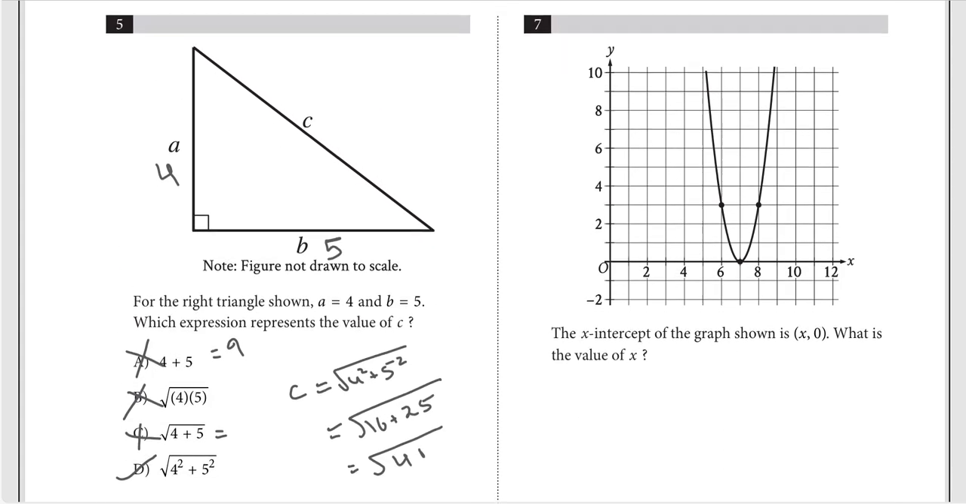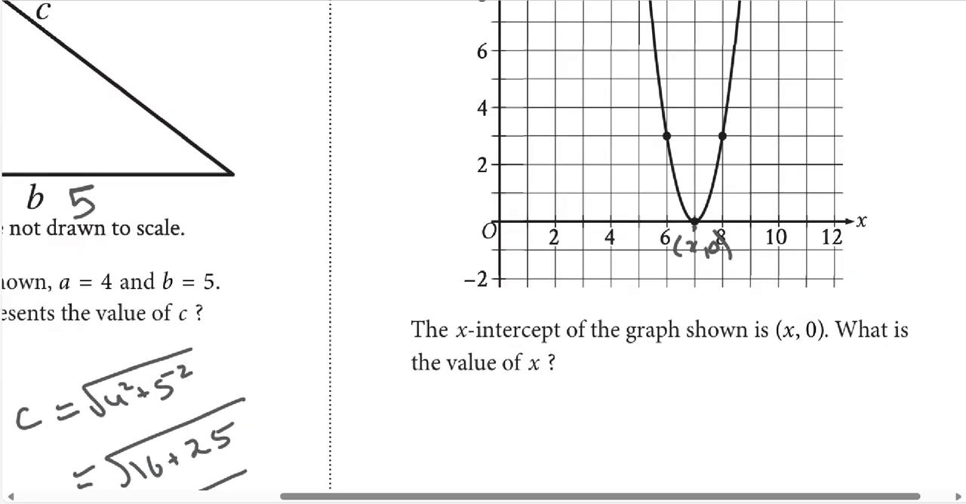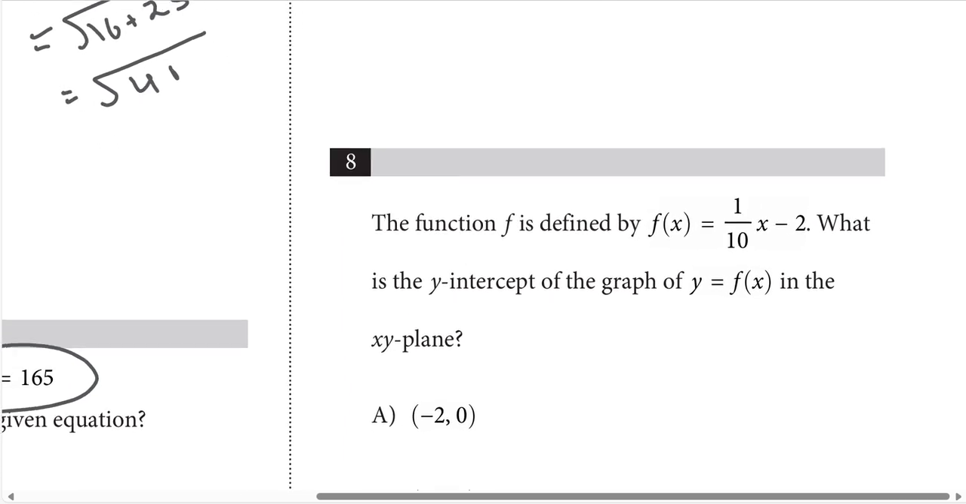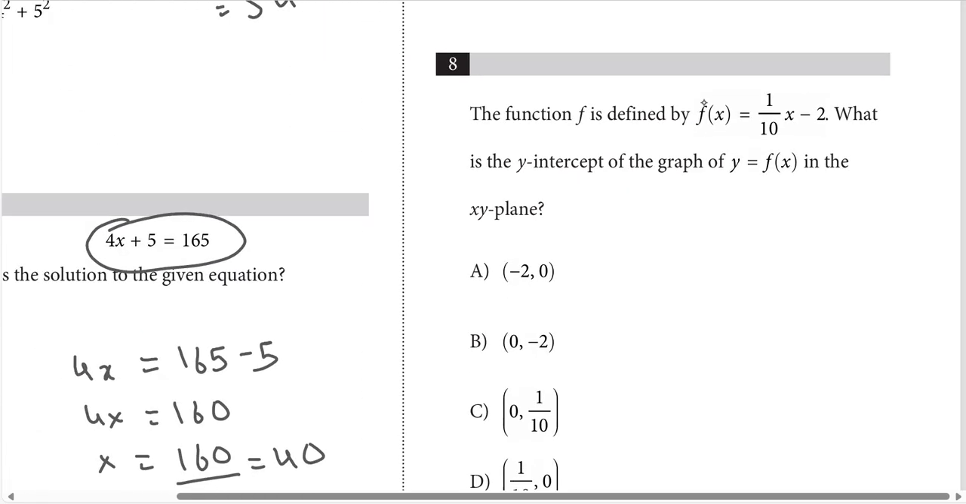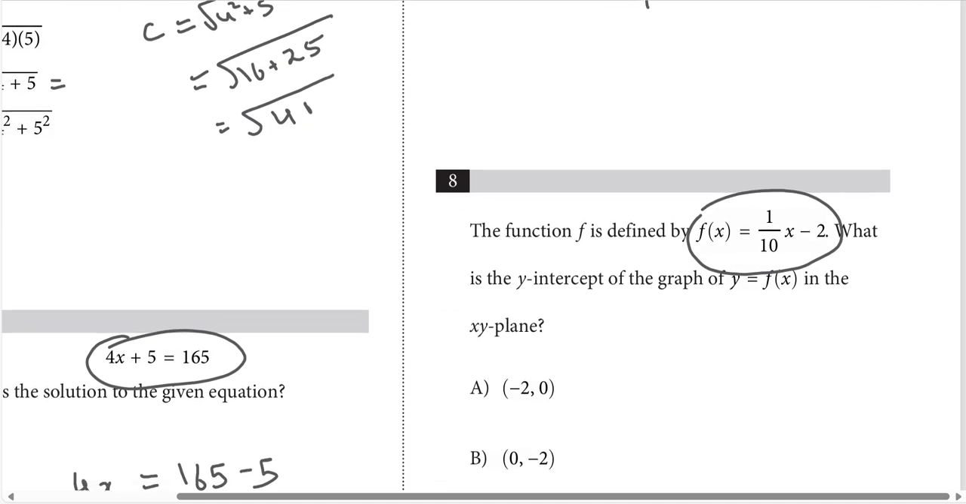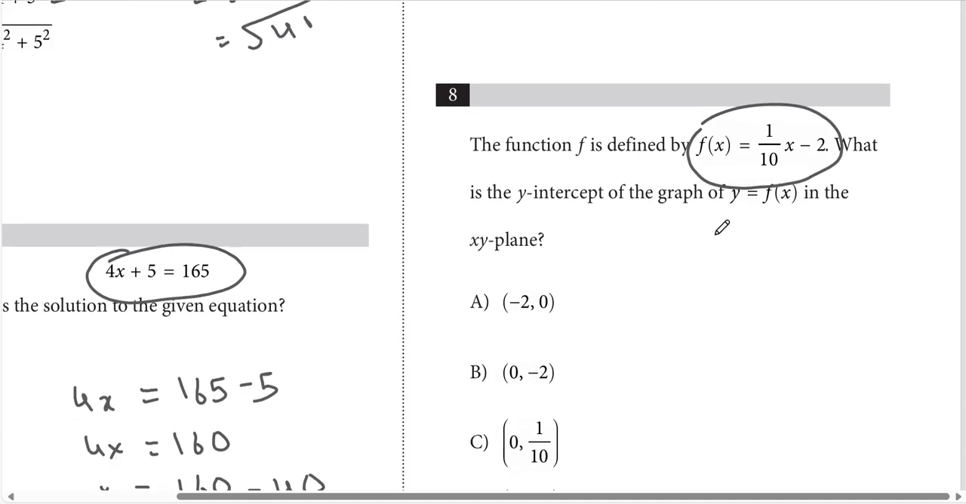Okay, question number 7. The x-intercept of the graph shown is x comma 0 over here. We can also see the value though. What is the value of x? So since it's x-intercept, y is supposed to be 0. And x is just this value and we can say this is 6, this is 7, this is 8. So 7. The function f is defined by this. This is the function. What is the y-intercept of the graph of y equals f of x in the xy plane? So as we just said, x-intercept, y needs to be 0. And to find y-intercept, x needs to be 0.